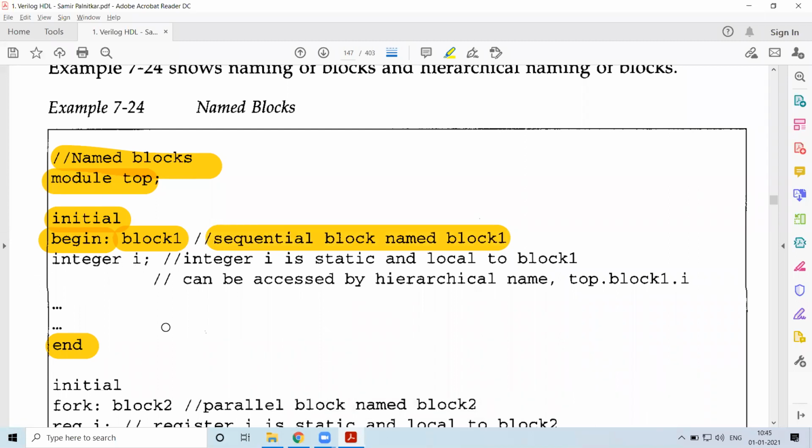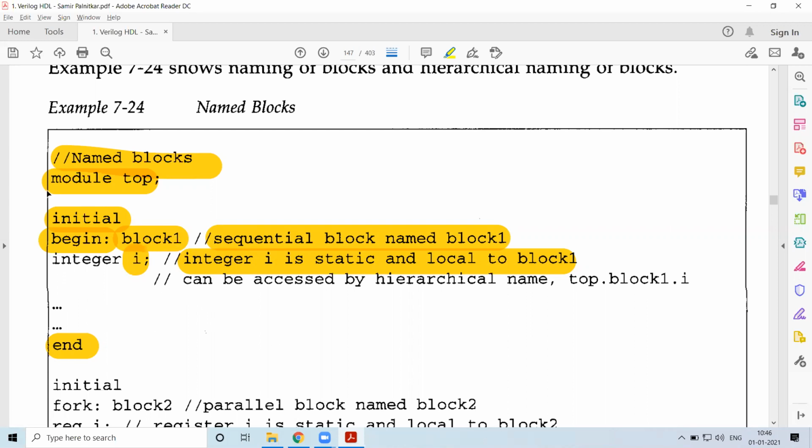And in that you can have a number of things. Now here integer I is static and local to block one. So this I is local to only this one. It is like you are writing a main program or a function and you are declaring an integer or a variable in that. That variable is only local to that function or the main function. In C programming, it is a similar kind of thing. So if I want to access it outside this block, I can use this name block one and then access this.